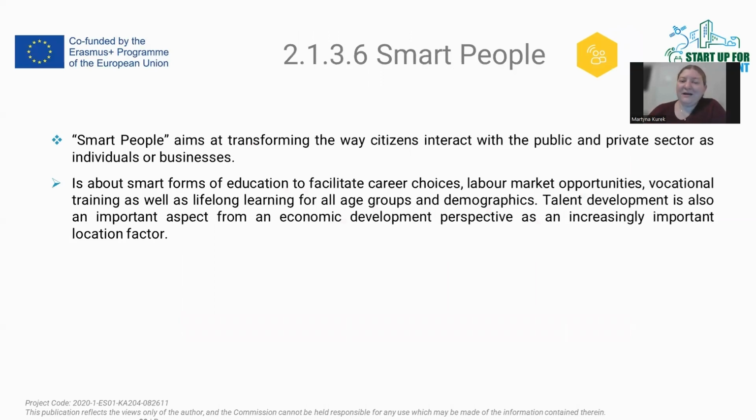In the end, when we have all those implementations of the technologies in all those aspects, the aim is to transform citizens into smart people. So those are people who think ahead. They are educated. They think about choosing their career wisely, and to influence also the environment and the economy of the city, and therefore make the city smarter.